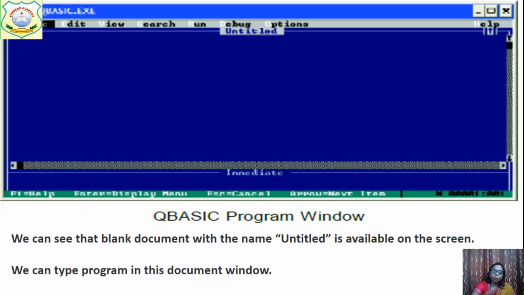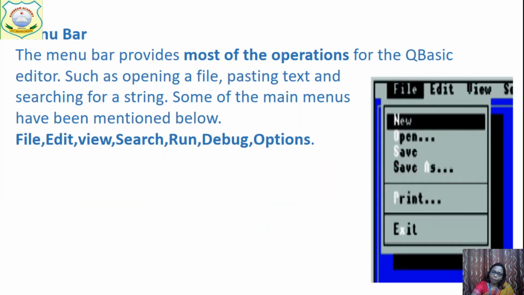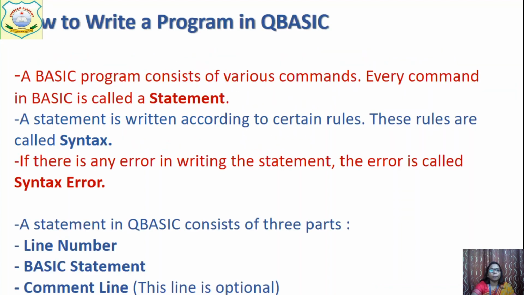Then the QBasic program window is here. We have the menu and the document area where we can write. This you know, that's why I am going a little bit faster, because we have to do the practicals also, okay. What menus do we have in the menu bar? File, edit, view, search, run, debug options. They provide you most of the operations that you can do with QBasic.